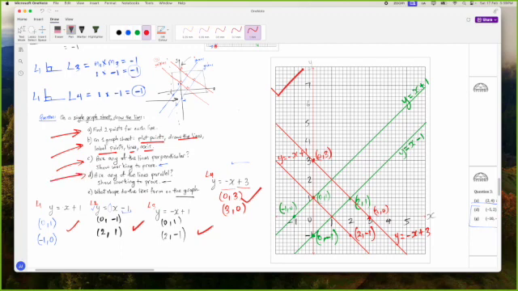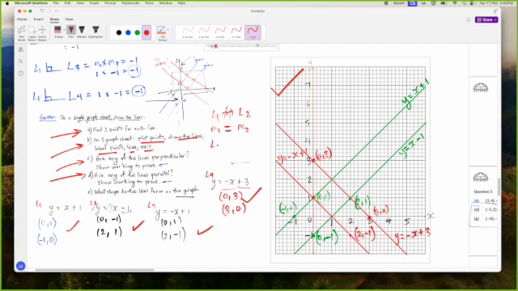Are there any lines parallel? Show working to prove. Well, yes, L1 is parallel, and this is the sign for parallel, L1 is parallel to L2 because M1, the gradient of L1, is equal to M2, which is the gradient of L2.